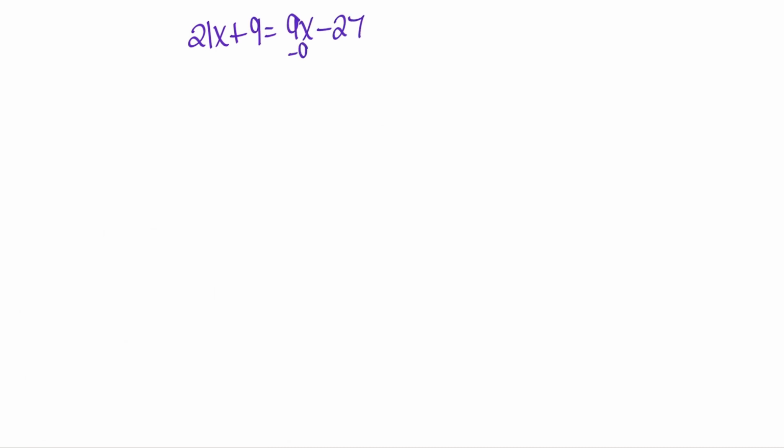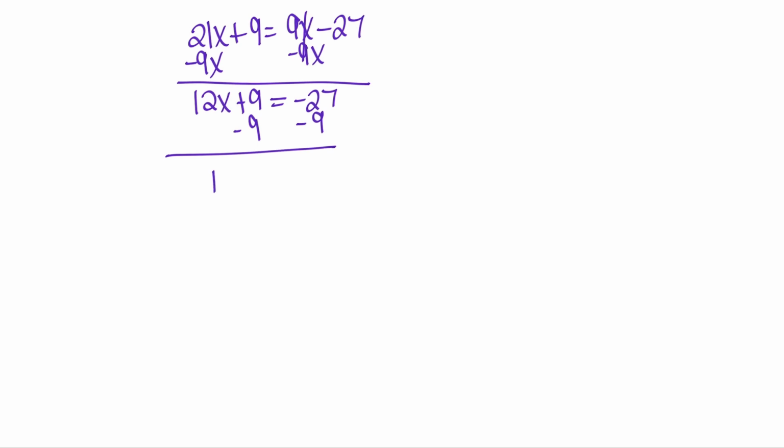I'm going to subtract 9x from both sides. And when I do that, I get 12x plus 9 equals negative 27. Now to solve, I'm going to subtract 9 from both sides, which gives me 12x equals negative 36. And then I divide both sides by 12, which gives me x equals negative 3.